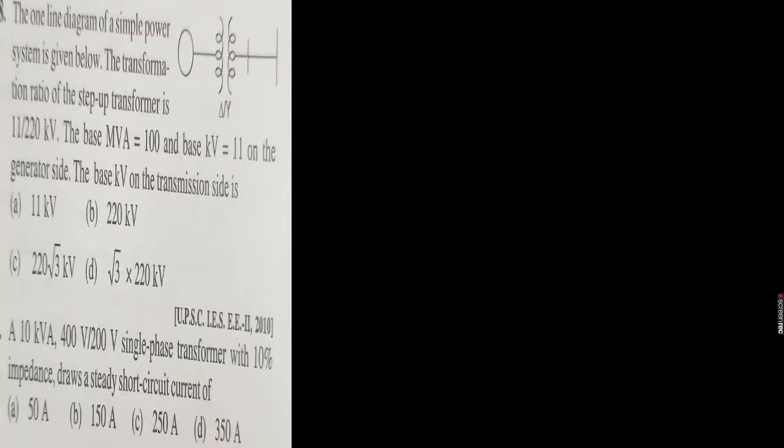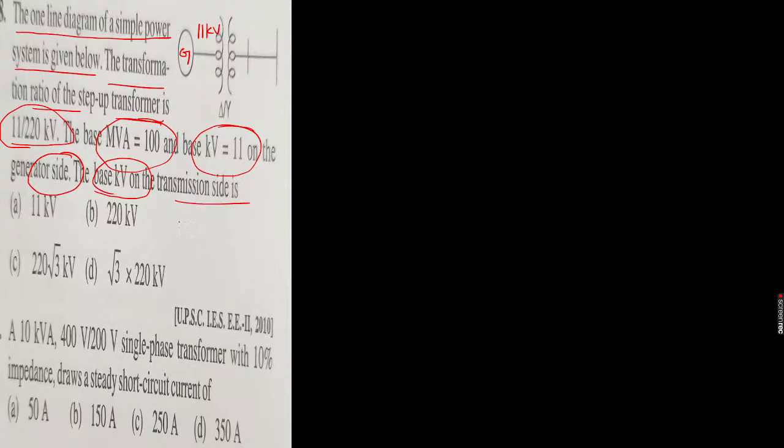So the next question is, 1 minute guys. Fine. So the next question is what? The one line diagram of a simple power system is given below. The transformation ratio of the step up transformer is given as 11 by 220 kilovolt. The base MVA is 100 and the base kilovoltage is 11 on the generator side. Where is the generator? This is the generator. So here the base voltage of the transformer is given as 11 kilovolt. Now the question is, what is the base voltage on the transmission line side? On this side, what will be the voltage?